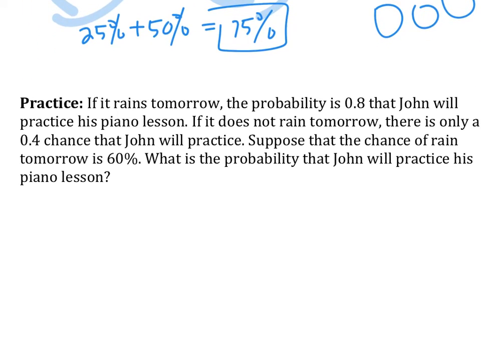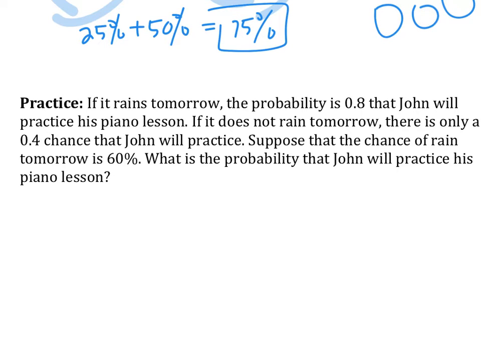All right, let's have you try one. Okay, so let's look at this question first. If it rains tomorrow, the probability is 0.8 that John will practice his piano lesson. If it does not rain tomorrow, there is only a 0.4 chance that John will practice. Suppose that the chance of rain tomorrow is 60%. What is the probability that John will practice his piano lesson?